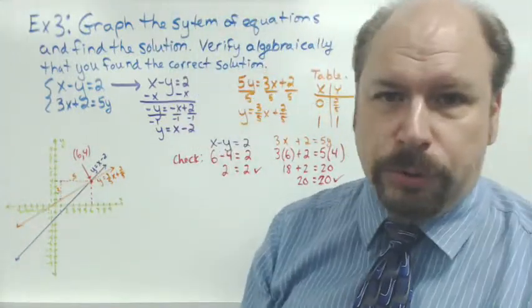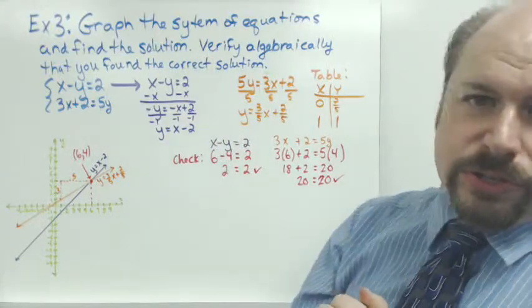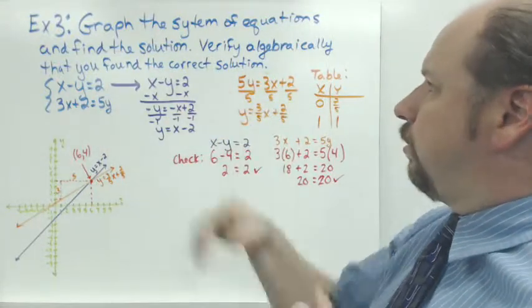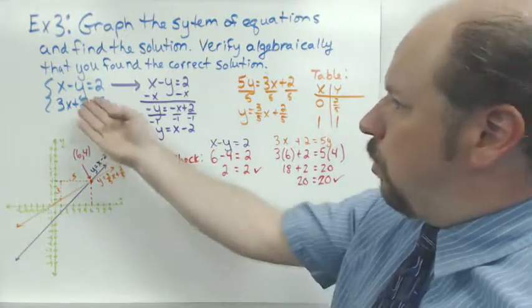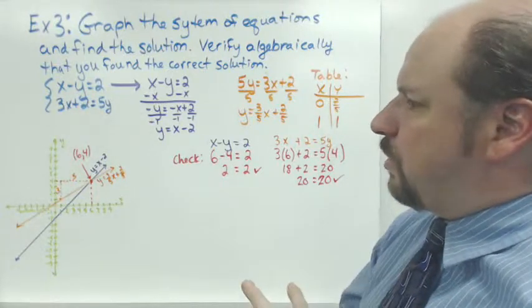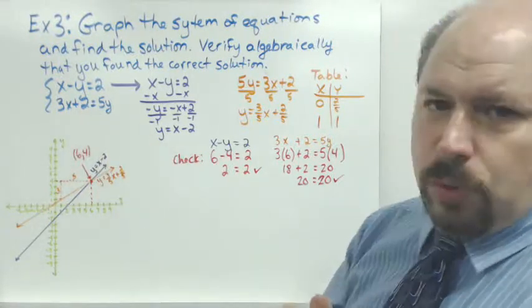Okay, next example, we're going to now put everything together. Graph the system of equations and find the solution, and then verify algebraically that we've found the correct solution. So we have the equation x minus y equals 2, and 3x plus 2 equals 5y.